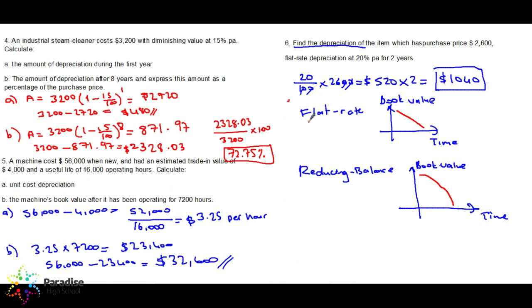And the last one, unit cost. The unit cost, it reduced by the same amount. So flat rate and unit cost will be the same graph because it depreciates the same amount.